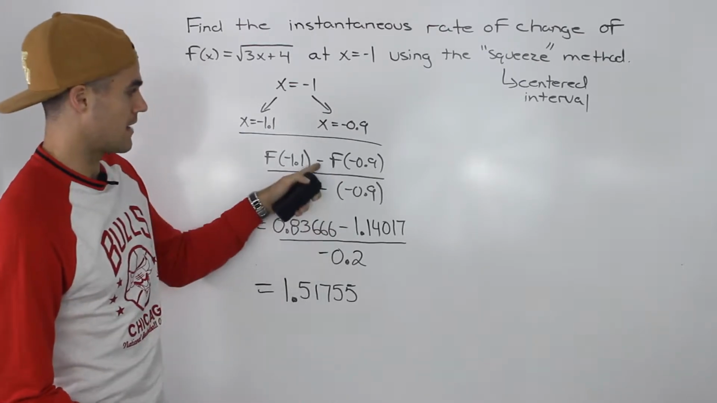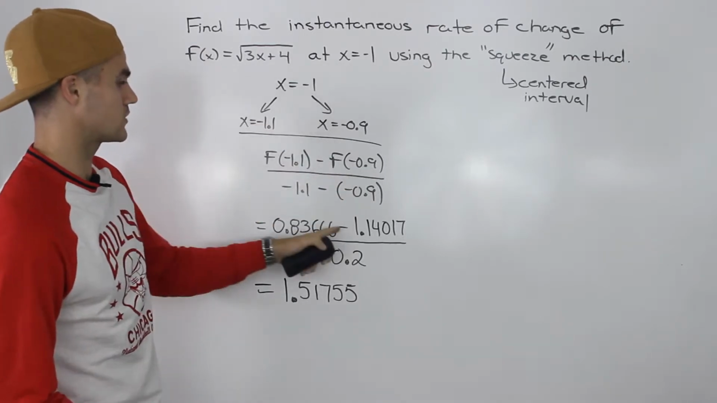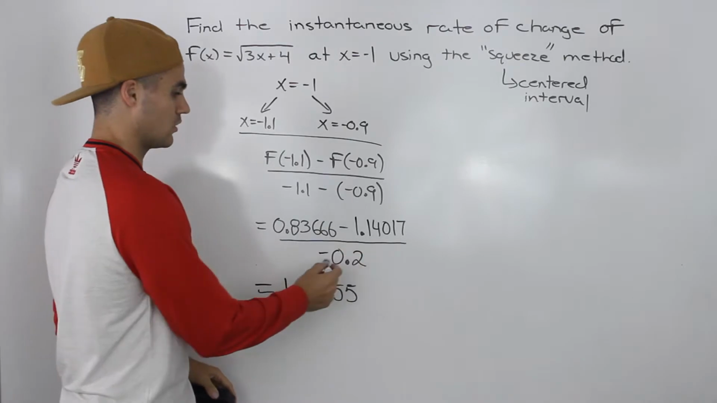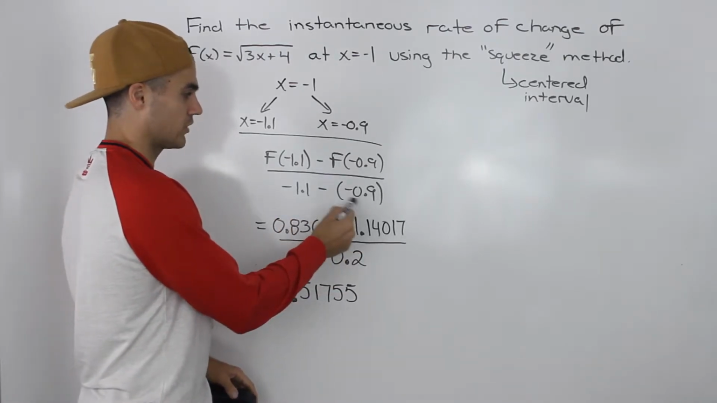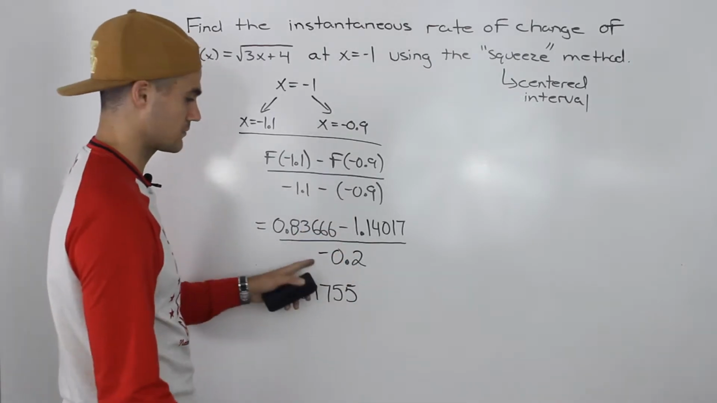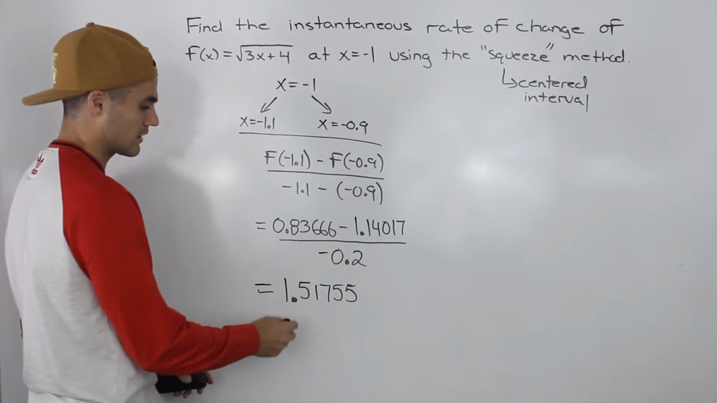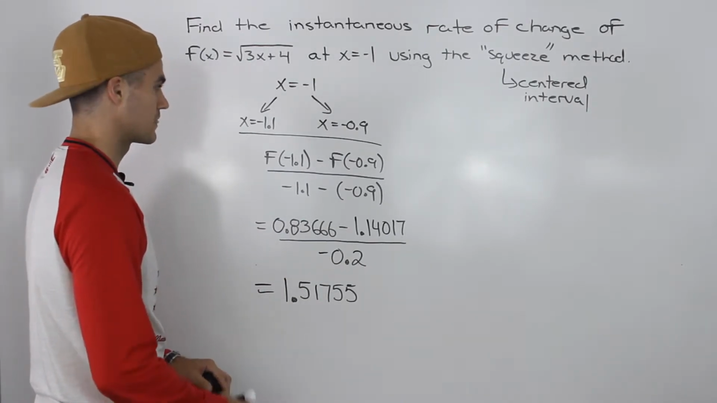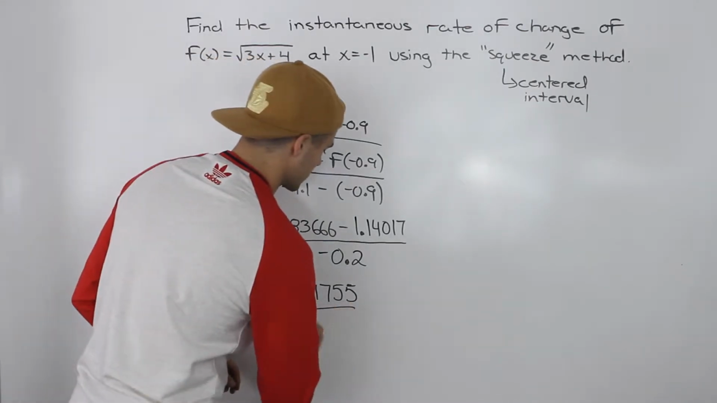0.83666 minus f of negative 0.9. If you plug in negative 0.9 for the x value, you would get 1.14017. And that's going to be all over negative 0.2, because negative 1.1 subtract negative 0.9, these would turn into a positive. You would end up getting negative 0.2 in the denominator. And when you do that in your calculator, you would get 1.51755. So that is one approximation.